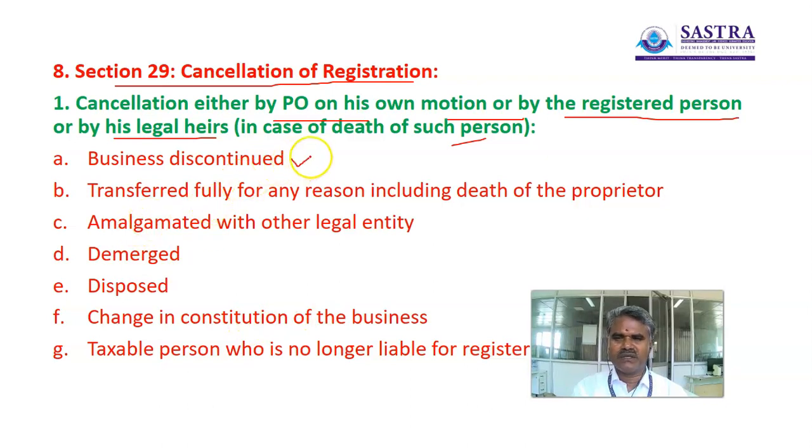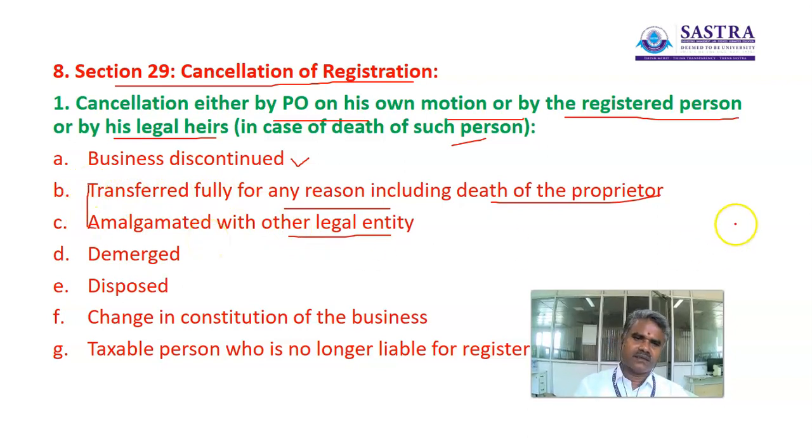Discontinued business. When you discontinue business, here you may cancel your registration. Okay. Transferred fully for any reason, including death of the proprietor. Okay. Amalgamated with another legal entity. Here you see, you cancel the previous one and create a new registration.